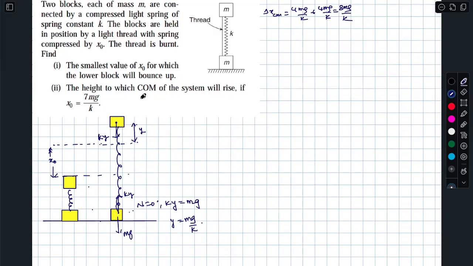Lower block will bounce up. Condition for lower block to lose contact.